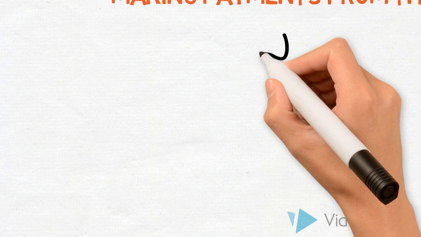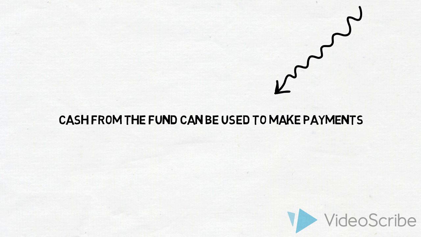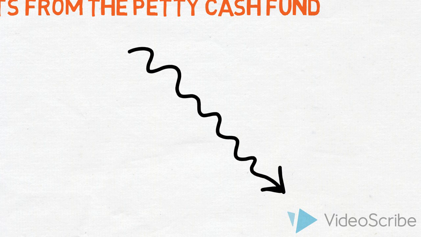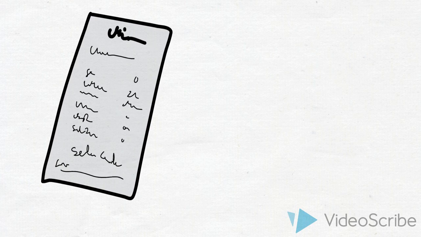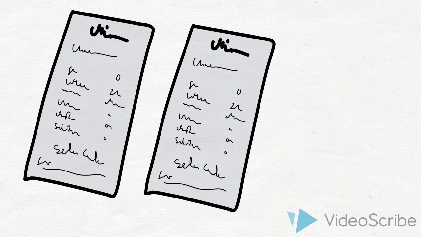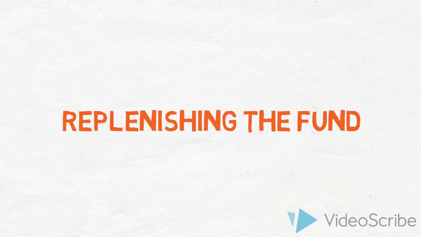Making payments from the fund can be done in two ways. Cash from the fund can be used to make payments or to reimburse employees for business payments they have made personally. The custodian must keep and collect receipts from any payments made. However, journal entries are not to be made when payments occur. Journal entries are needed though when it comes to replenishing the fund.